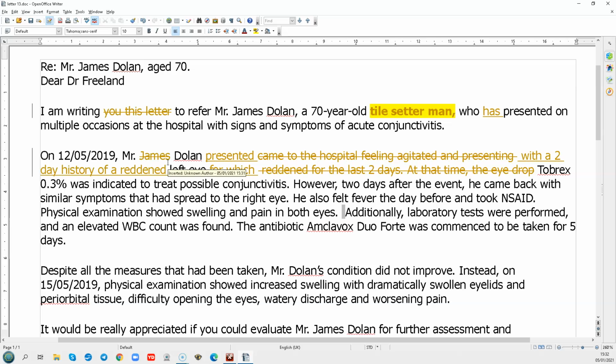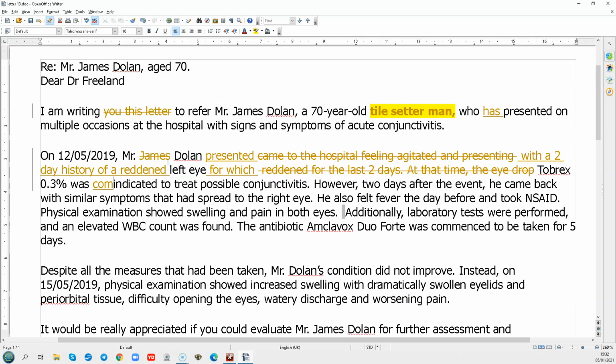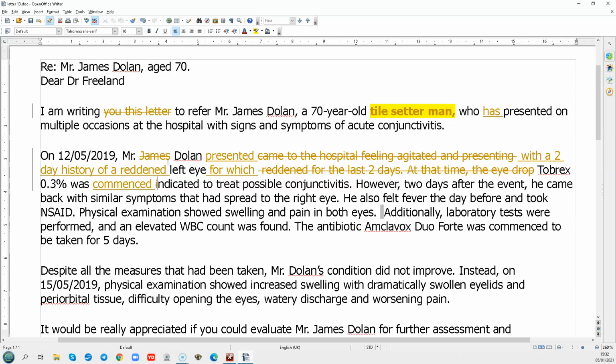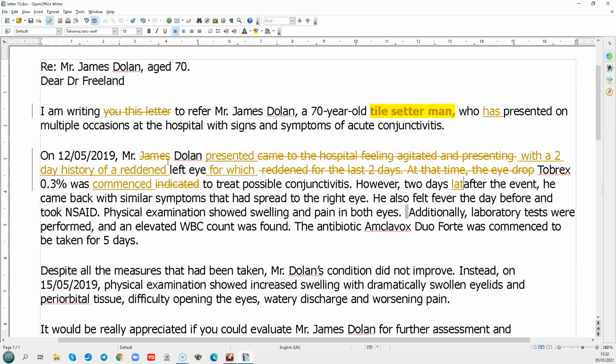Indicated, that just means what, you mean was prescribed, commenced. So, for which Tobrex, not 50%, was commenced to treat possible conjunctivitis. However, 2 days after the event, after what event, or 2 days later, or simply after 2 days. However, after 2 days, he came back with similar symptoms that spread to the right eye.